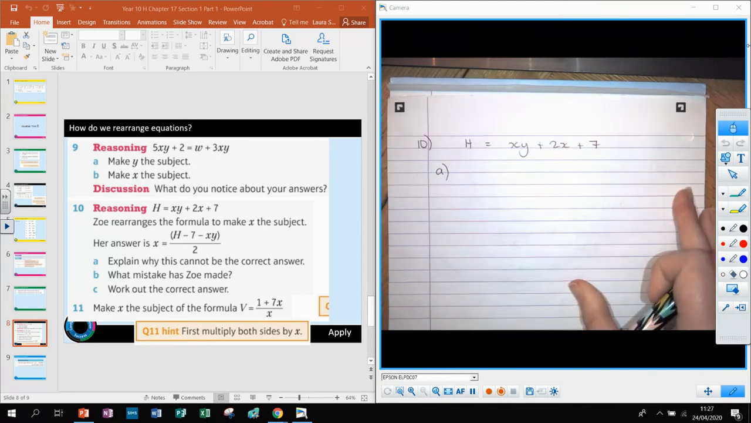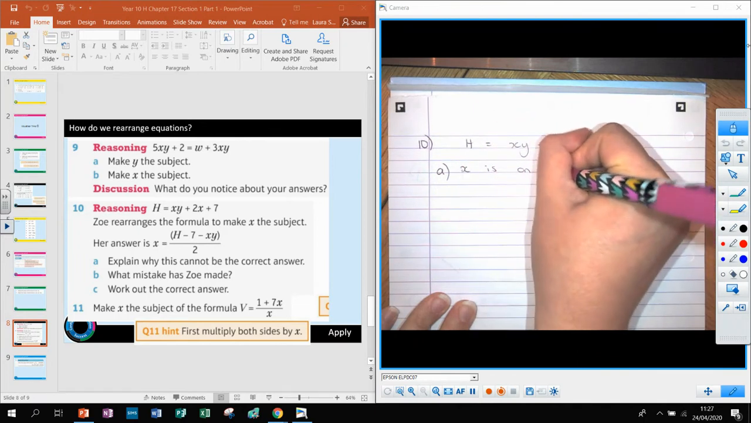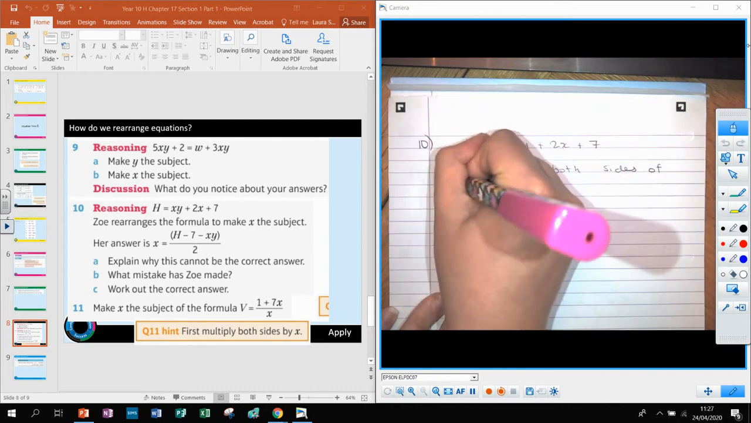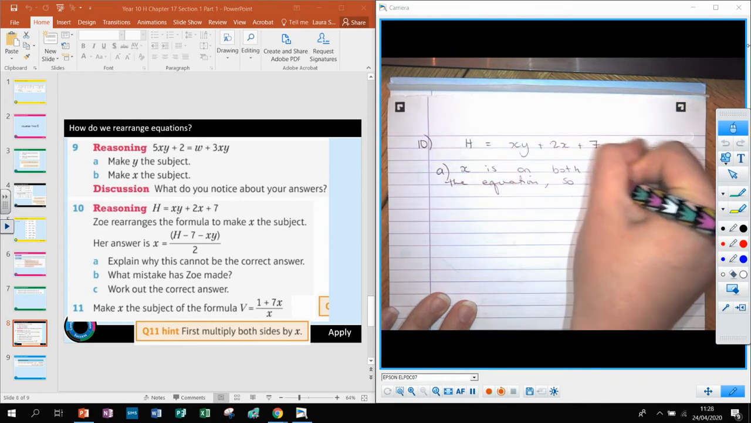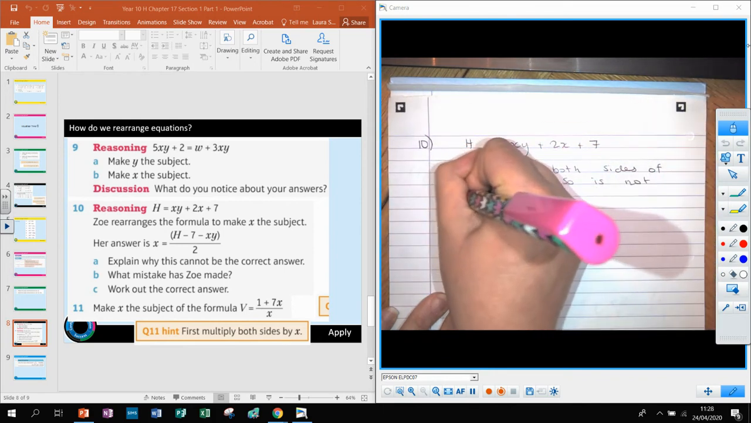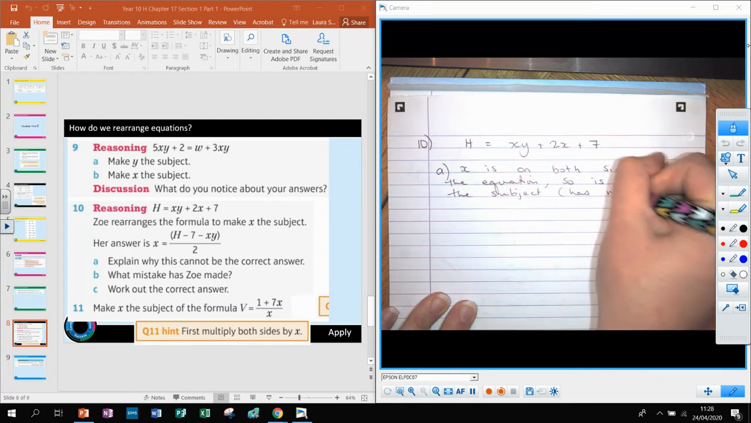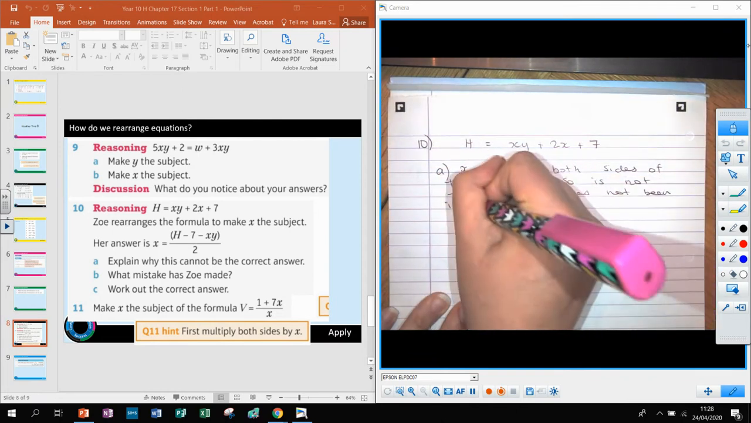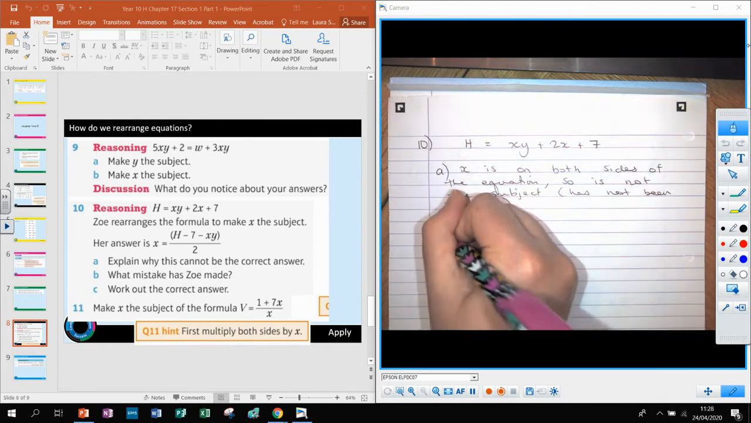Okay, so for part A, they say, explain why this cannot be the correct answer. Well, I think we've just discussed that. X is on both sides of the equation, so is not the subject. And in brackets, we can put has not been isolated. Okay, so once again, x is on both sides of the equation, so is not the subject and has not been isolated. Okay, so that sorts out part A.